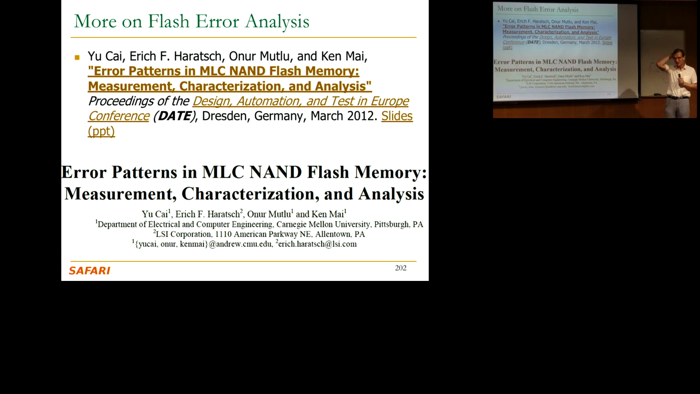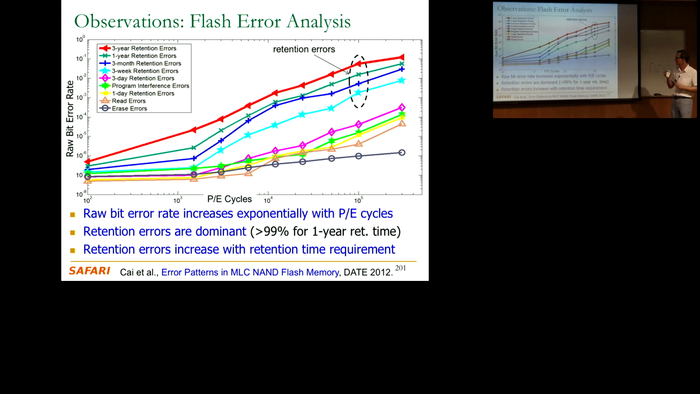So what this means is, if you look at all of the errors that you observe over here, assuming a 1-year retention time, assuming that you read all of the cells after 1 year, 99% of the errors that you observe are retention time errors. Everything else is basically not important.